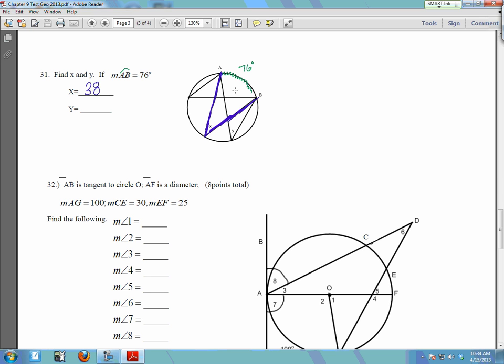Now angle y intercepts the exact same arc. That angle there is going to be the same arc of 76, so angle y is going to be half of 76, which is, again, 38 degrees. We had a theorem that said if two inscribed angles intercept the same arc, then those two inscribed angles are congruent, which is what we're proving here with our picture. Angle y and angle x intercept the same arc of 76 degrees, so x and y have to be congruent.